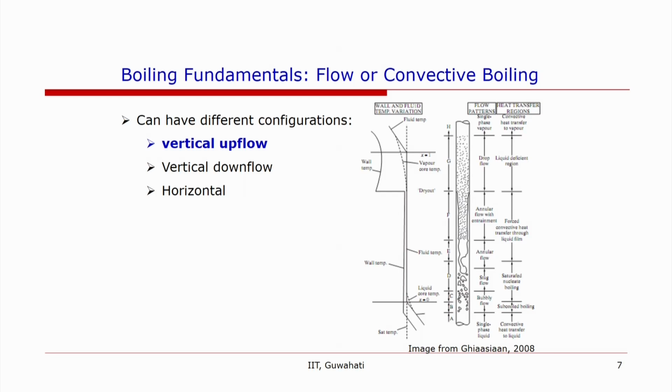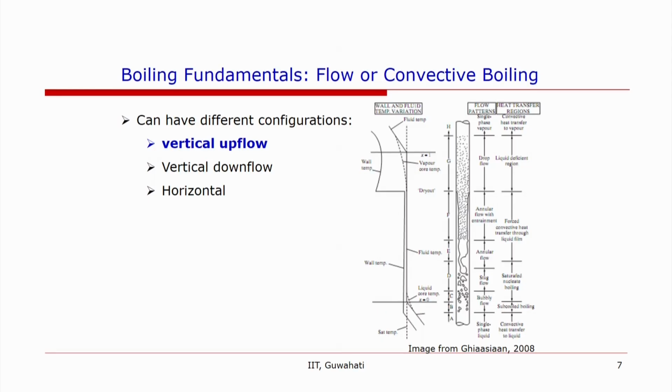Nevertheless, in a number of applications, the channel orientation might be vertically downward or horizontal, or where boiling is not the intended application, when the boiling occurs, it may occur in a vertically downward or horizontal orientation. So this image shows a lot of information about flow boiling in a conventional channel, where the channel orientation is vertically upward, or the flow is happening in the vertically upward direction.